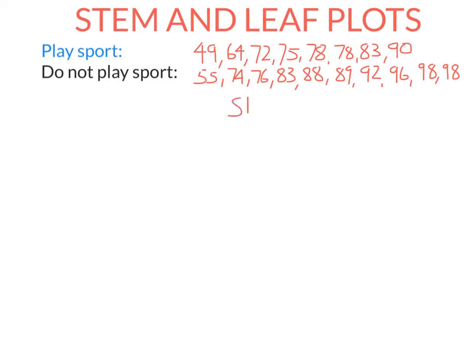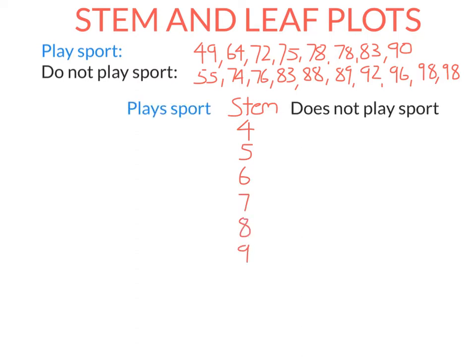So what we do is we start with a stem in the middle. This is the number of tens. All of these scores go from the 40s to the 90s, so we go 4, that's 40s, 50s, 60s, 70s, 80s, and 90s. We're actually going to make what's called a back-to-back stem and leaf plot. On one side we have the first set of data, those who play sport, and then those who do not play sport on the other side.